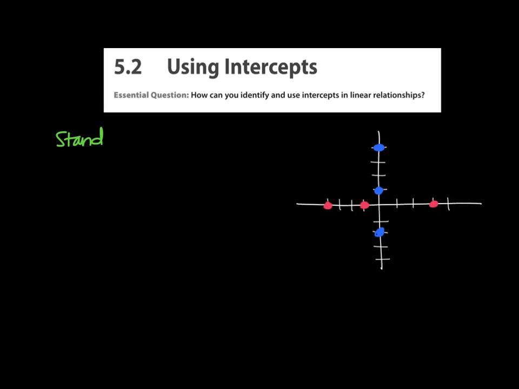Standard form is in the format ax plus by equals c. And yesterday we said where all those were integers. Remember, these should all be our counting numbers, positives and negatives.